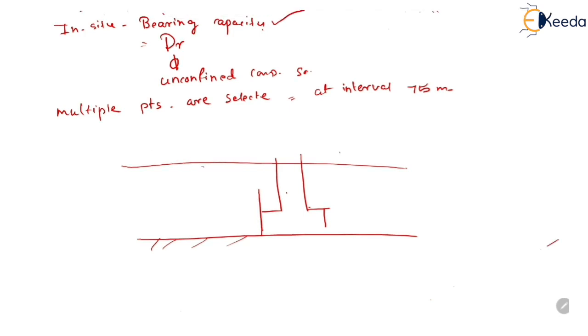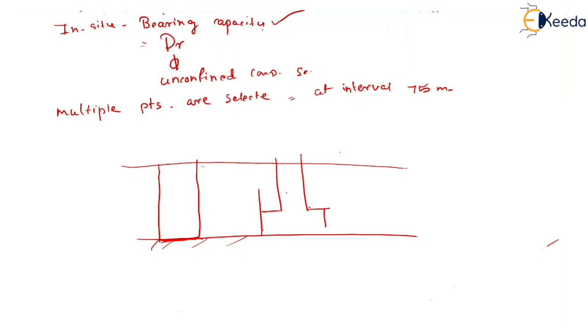And for that a borehole is excavated. The depth of the borehole is kept equal to the depth of footing, and the standard penetration test is conducted at the base of this borehole with the help of split spoon sampler. This split spoon sampler is the sampler used for obtaining the disturbed sample of the soil from the field.